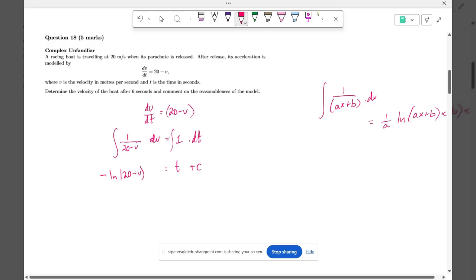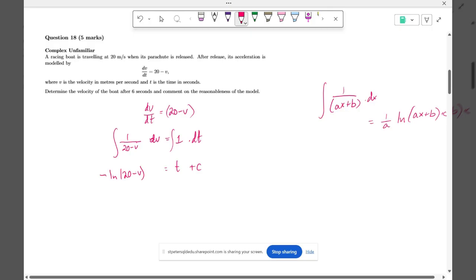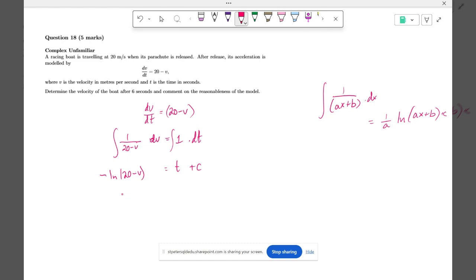Determine the velocity of the boat after 6 seconds and comment on the reasonableness. So if I let t equals, well, I've got an issue here that I don't know what c is at the moment. When t equals 0, I guess I can find out. And this is where we come up with something very interesting. If I try and substitute this in at this point, the log of 0 does not have a solution.